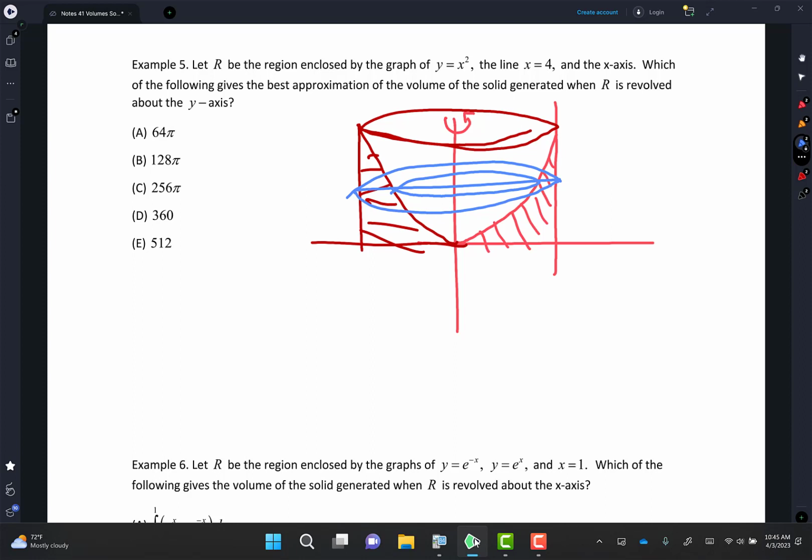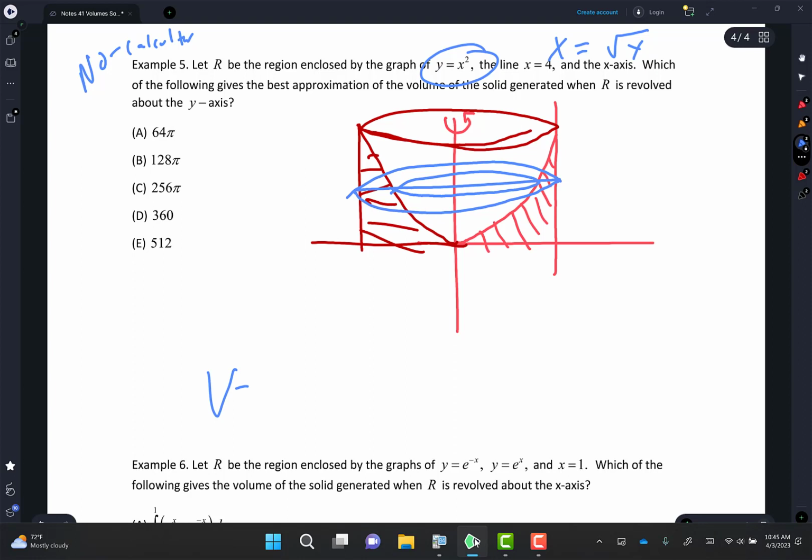By the way, this one is a no-calculator question, so we're supposed to be able to do it without a calculator. Let's see if we can. So here we go, guys. I'm going to find out what that is. If y equals x squared, that means x equals the square root of y. Are we clear? All right.